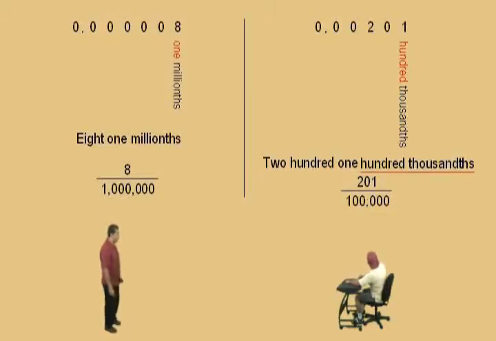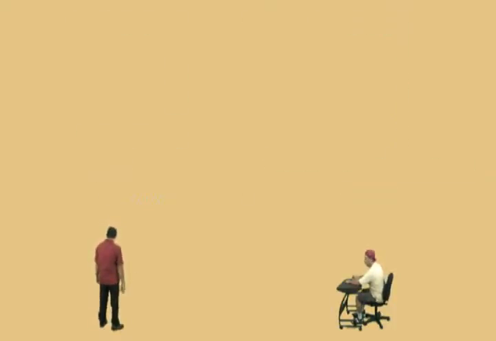There you go. Of course, if you have a calculator and you take 201 and divide by 100,000, you're obviously going to get that 0.00201 because that's 201 100,000ths. All right, Charlie, let's do another one.